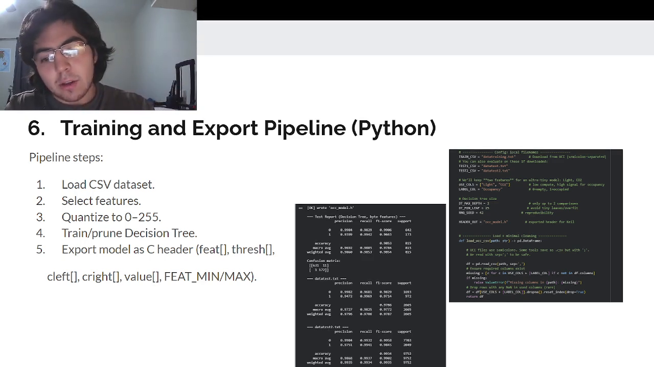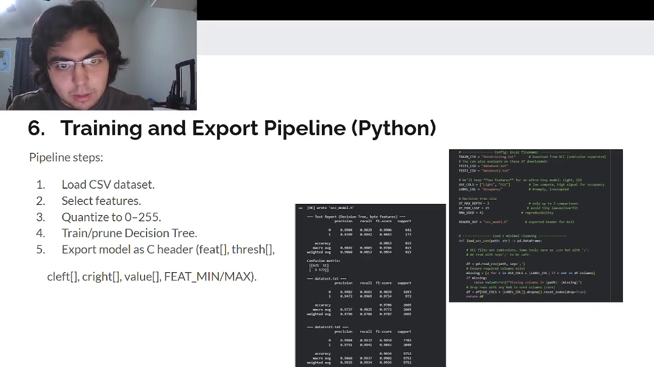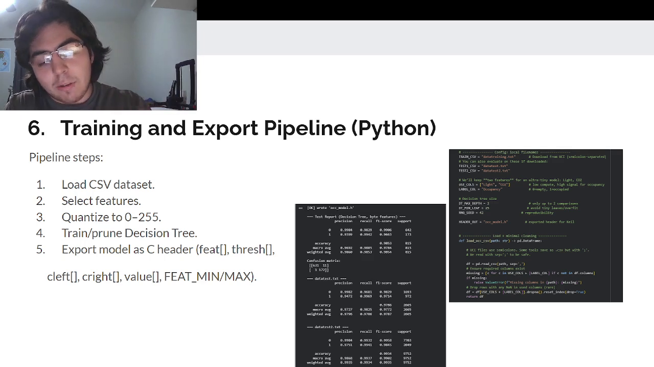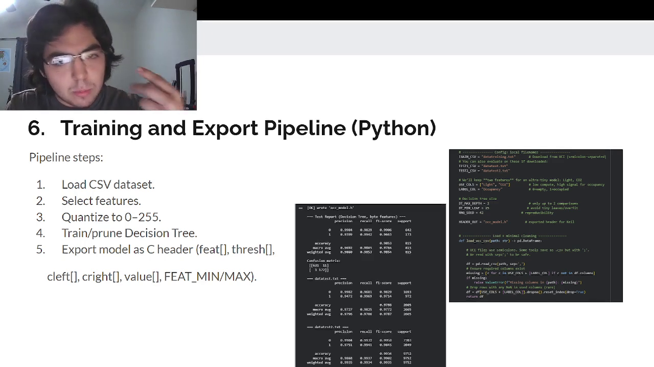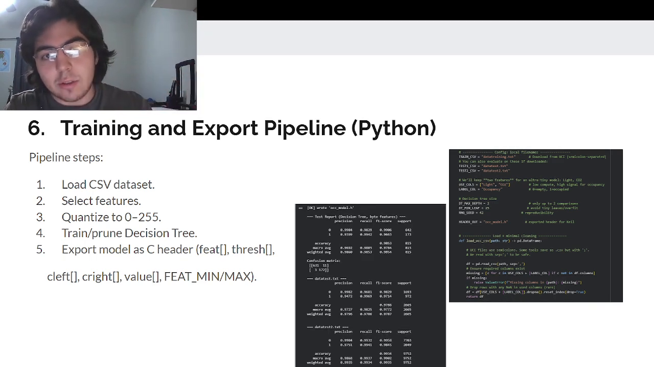The idea is that the Python code is very powerful. So the Python code is run on a computer that can actually run it, and it'll export that header file, which is a lot smaller and a lot less heavy. So an 8051 could actually handle the header file.